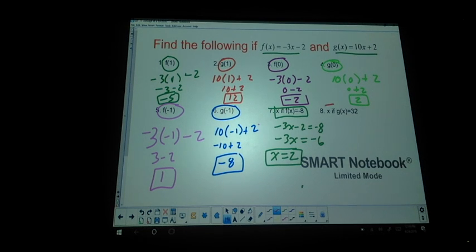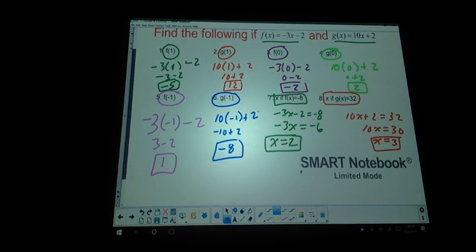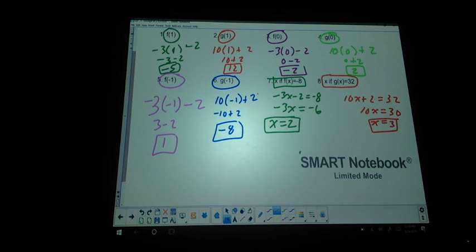What about on this one? What should I do? So I get 10x plus 2 is equal to 32. Subtract 2 from both sides. Divide by 10 to get 3. Okay, so sometimes you're plugging in for the x, sometimes you are setting the equation equal and solving for the x. Make sense? Everyone happy?